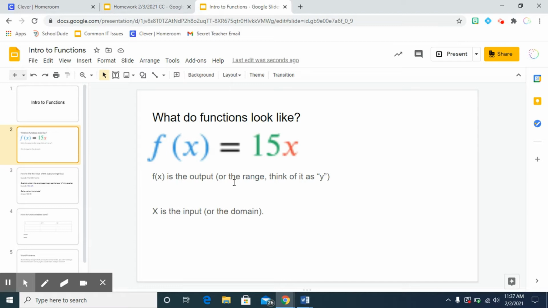Most of the time in equations so far, we would have had something like y equals 15x. So f of x just replaces the idea of y. It's really the same thing, but when we talk about functions, we just call it f of x instead of y. And x is going to be your input, also called the domain, which we're going to get into in a couple of seconds. But the three main takeaways here is you've got f of x, a coefficient, and an x.